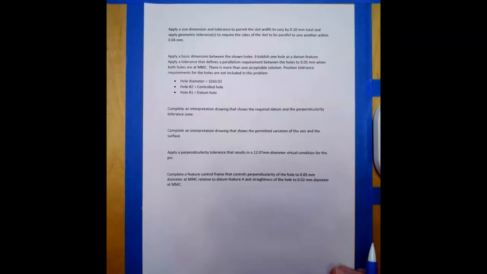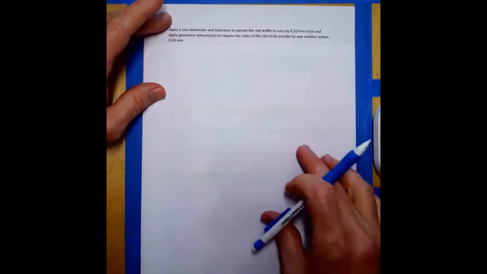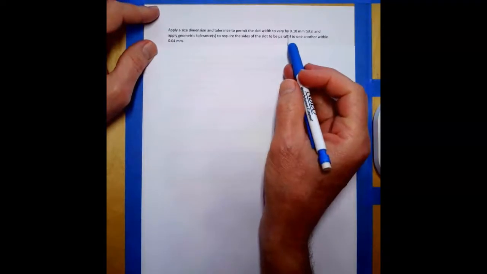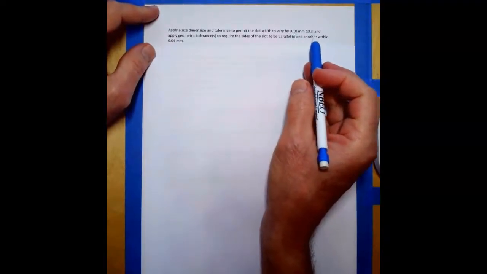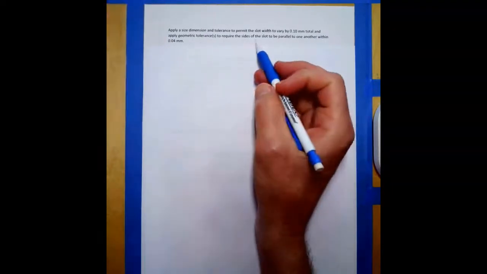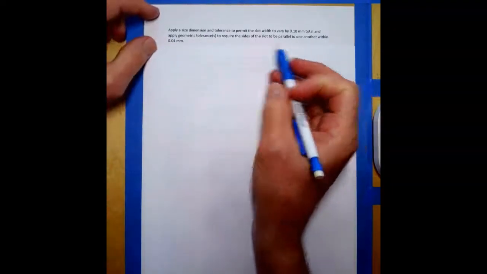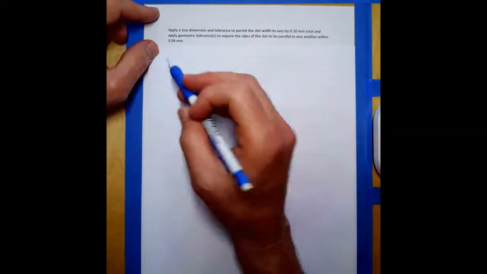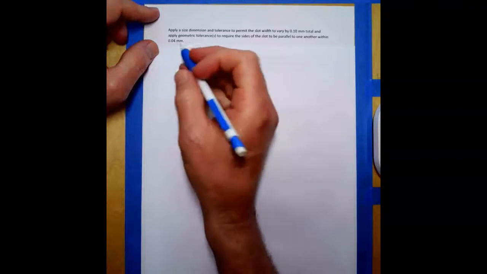So the first one that we're going to look at is this one here, and I'll read this. It says, apply a size, dimension, and tolerance to permit the slot width to vary by 1/10 of a millimeter total, and apply geometric tolerances to require the sides of the slot to be parallel to one another within 40 thou millimeters total. Or 0.04 millimeters.